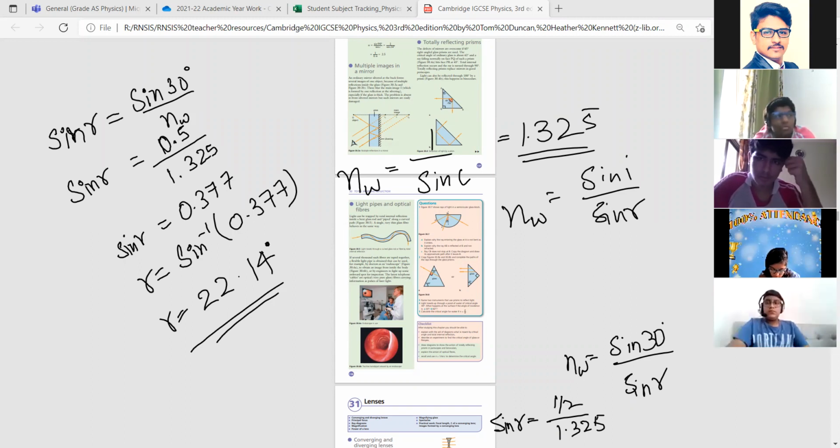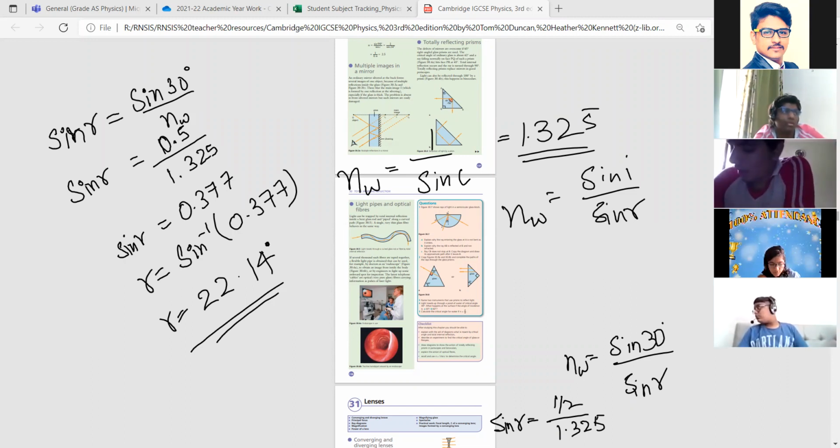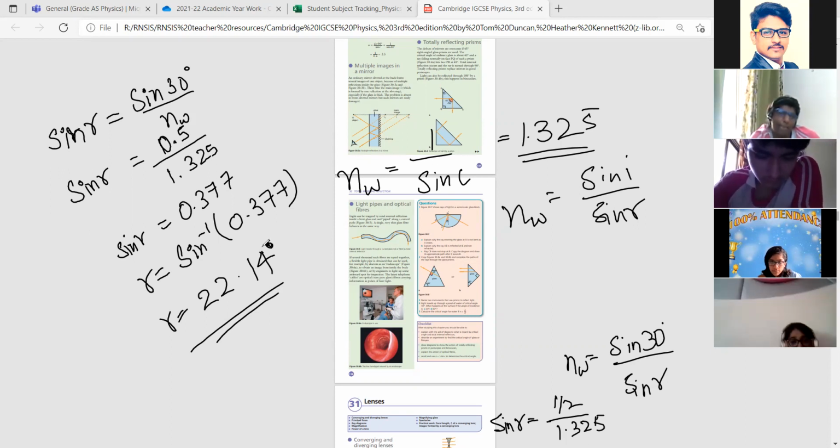But this answer is wrong. This answer is completely wrong. Can anyone tell me why? Because it's measured in degree. I showed it in degrees. This answer is again still wrong. Because we have not specified from where the refracted ray passes. No, no, no.